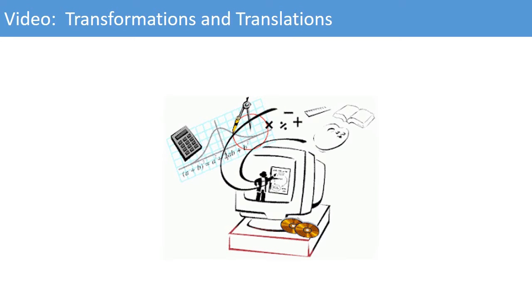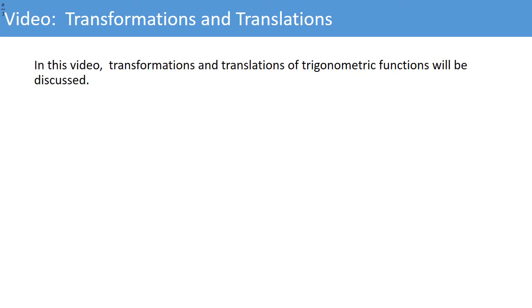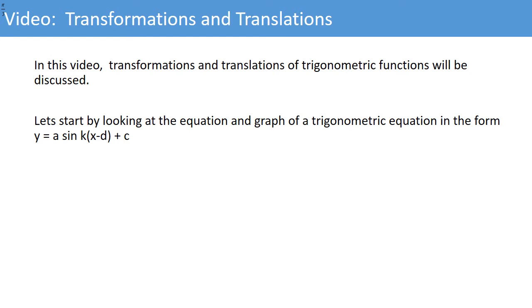Transformations and translations in degrees. In this video, transformations and translations of trigonometric functions will be discussed. Let's start by looking at the equation and then the graph of a trigonometric equation in the form y equals a sine k inside brackets x minus d plus c. The default equation, or the parent equation, is y equals sine x.